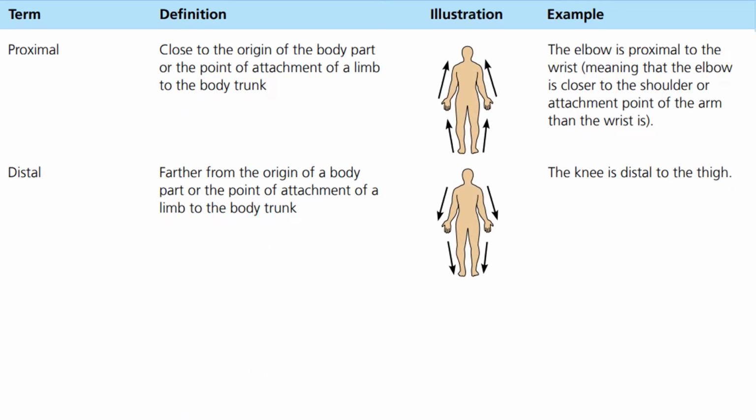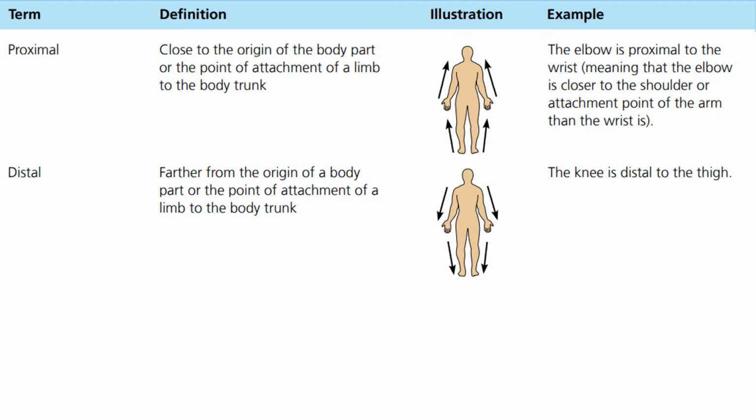Next one, proximal or distal. Proximal means close to the origin of the body part or the point of attachment of a limb to the body trunk. So you are going close to the origin of the body part. For example, the elbow is proximal to the wrist, meaning that the elbow is closer to the shoulder, or attachment point of the arm, than the wrist is.